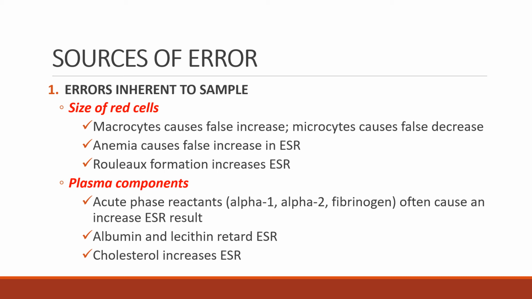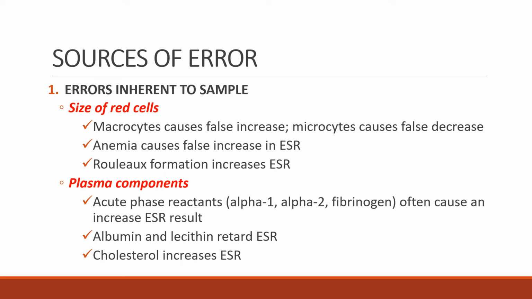For the size of red blood cells, macrocytic RBCs result in a false increase in your ESR. Since macrocytes have increased surface area, they tend to be heavier and they settle faster. Microcytic red blood cells have decreased surface area, thus they are lighter, and they result in a slower fall of RBCs, resulting in a false decrease in your ESR result.